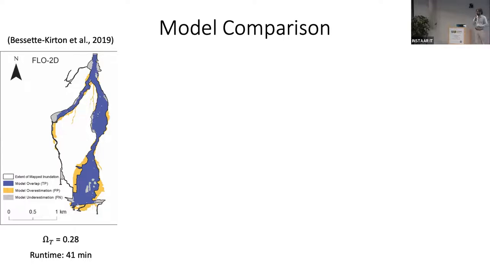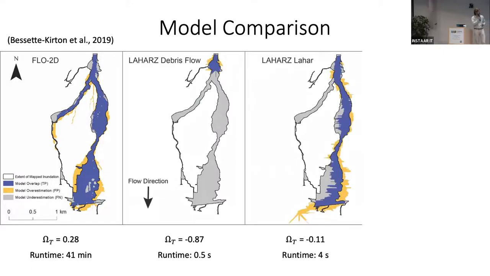And note that this simulation ran on the scale of about minutes to hours. When they looked at an established empirical inundation model, LAHAR-Z, we see that the runtime dropped significantly down to the scale of seconds. However, that came at the expense of the similarity index. Both for non-volcanic debris flow parameters as well as LAHAR parameters, the similarity index was well below zero.